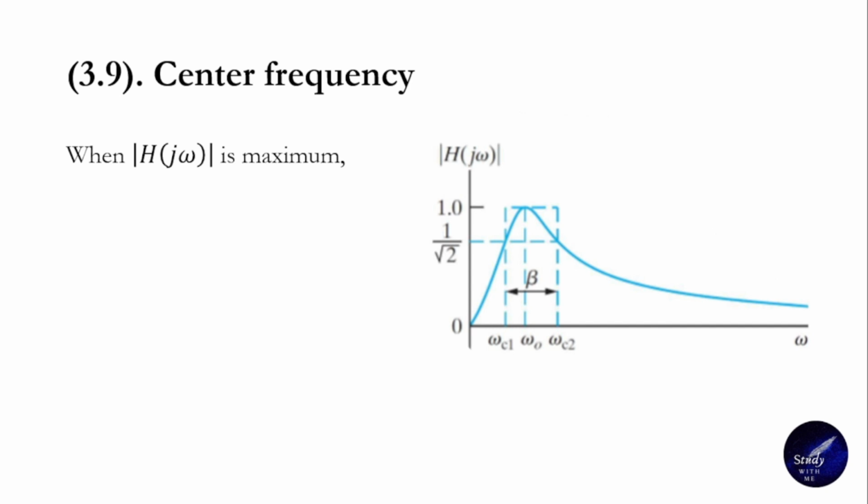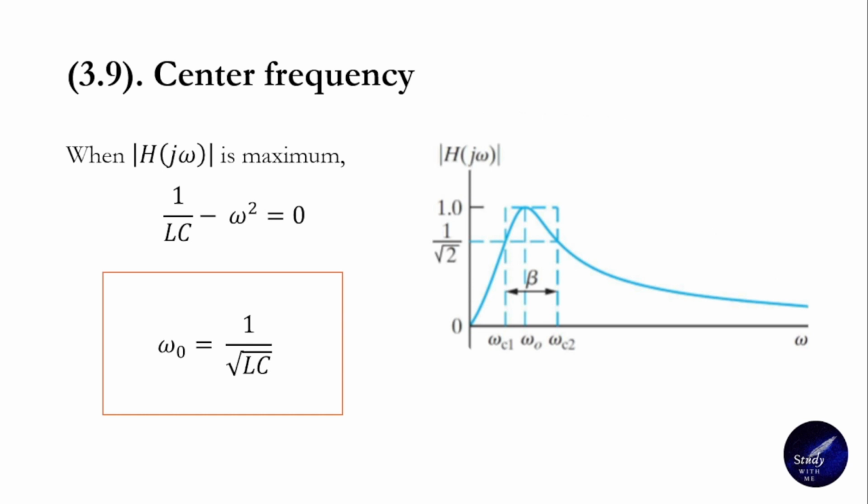Anyway, we can come up with a value for the center frequency by this formula. Look into the previous slides and you will find how I came up with this equation. By this equation we find omega naught equals 1 over square root of LC. Now we have the cutoff frequencies.